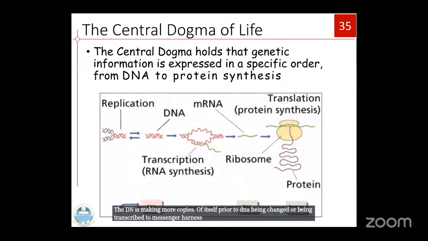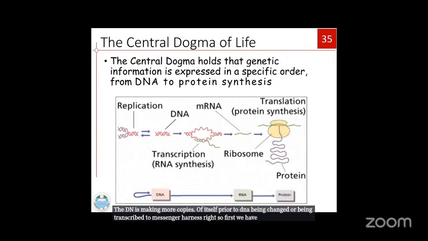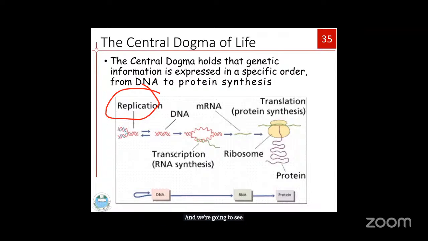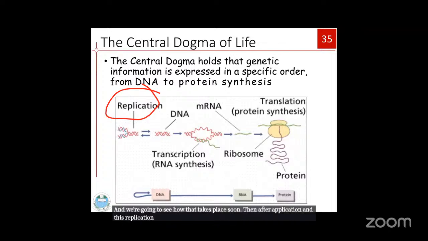So first we have DNA replication, whereby the cell is making more of its copies using itself like as templates, right? And we're going to see how that takes place soon. Then after replication, and this replication occurs during the cell cycle, during interphase, right? Then the stage of the interphase is synthesis.